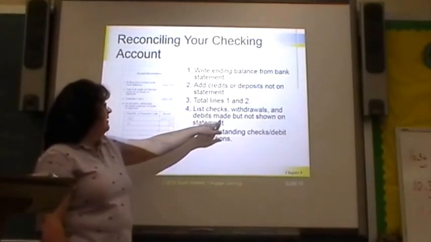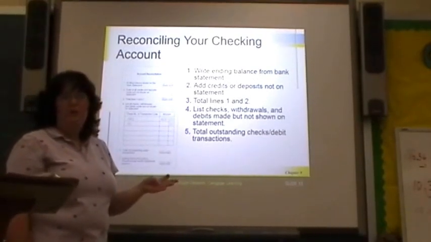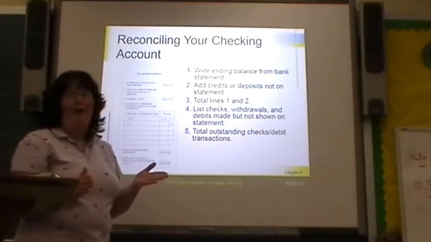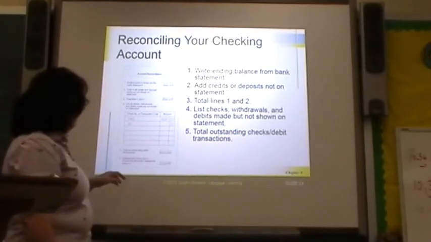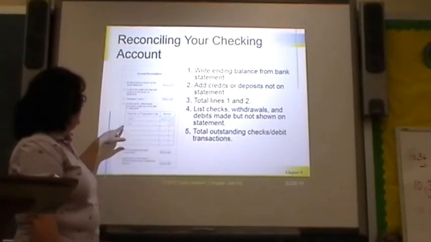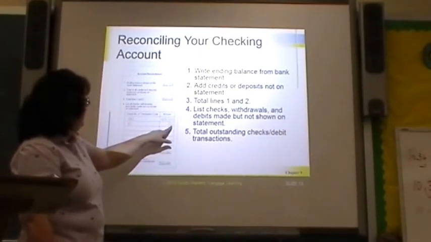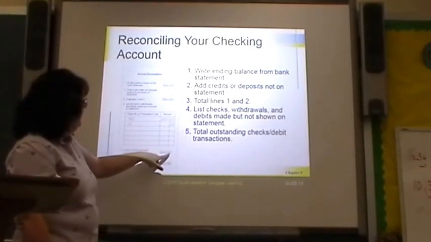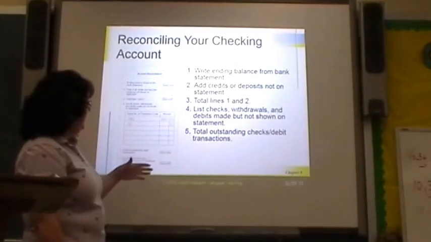List the checks, withdrawals, and debits made but not shown on the statement. There's usually a day or two between the time that the bank prints the statement and you receive it in the mail. And we know that we're all busy, and you may have written a check or two, so you want to make that amount. So we wrote check 582 for $600, and we have here SC for 20 cents. That was probably a service charge. So $600.20 was spent between the time that the statement was printed and the time that you received it.